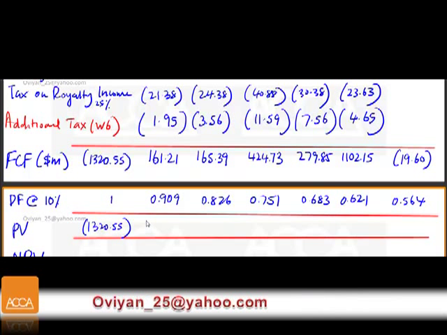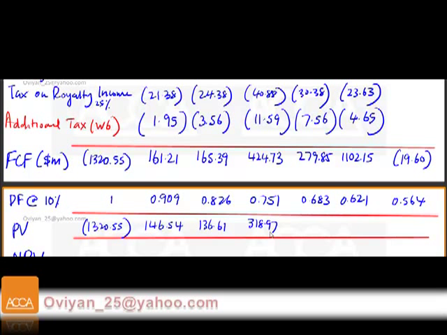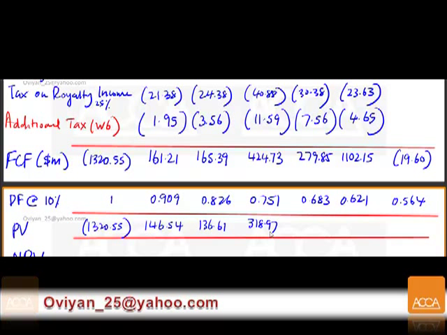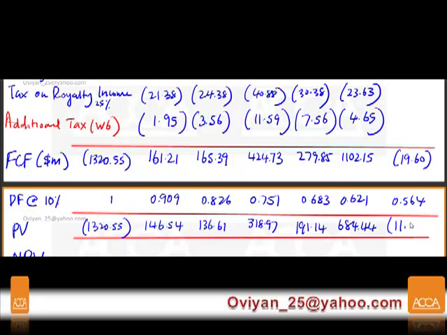1320.55, you're going to get 146.54, you're going to get 136.61, you're going to get 318.97. Okay, check. 191.14, 684.44, and in brackets 11.05. Check.